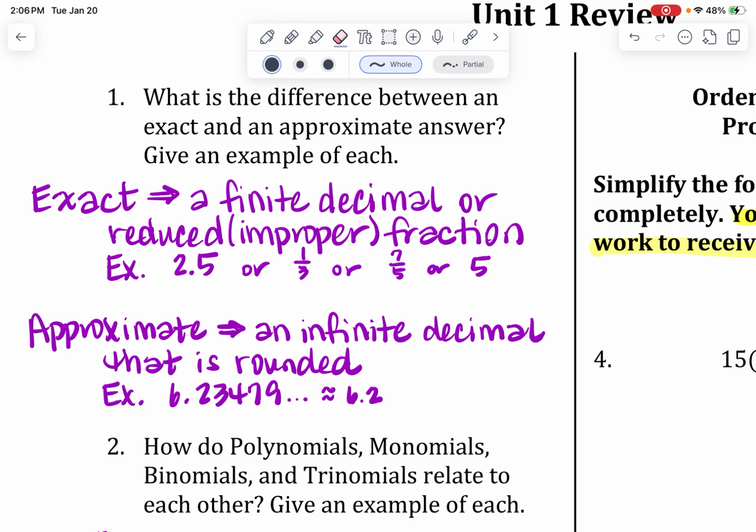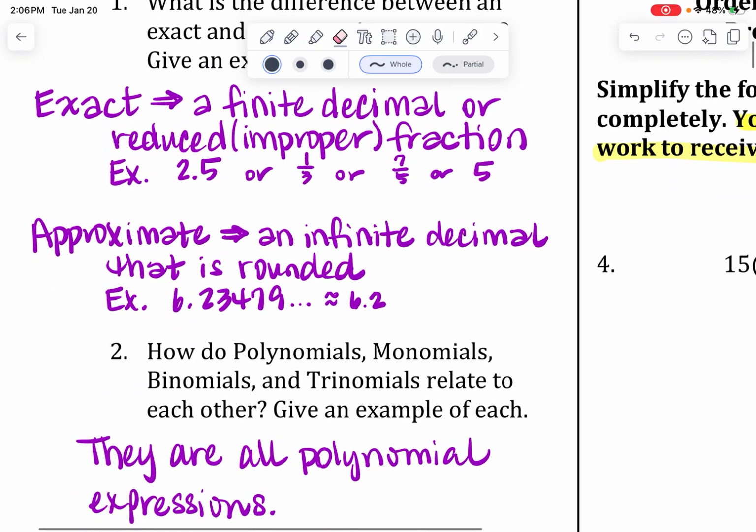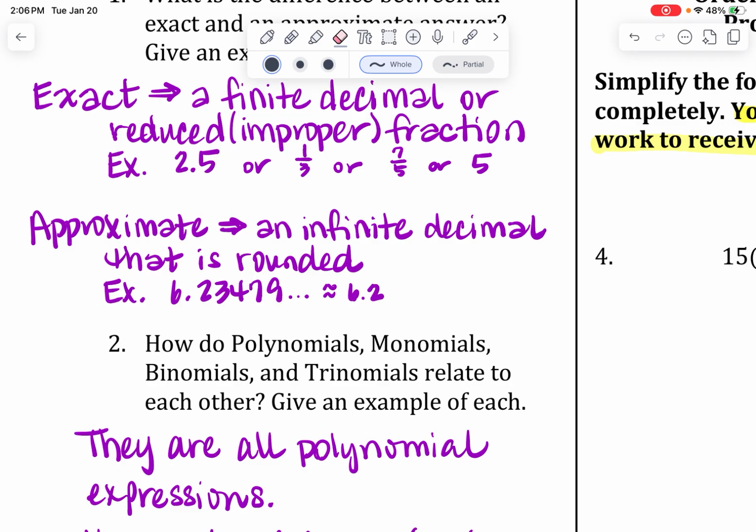For example, 1/3 would be an exact answer, but 0.3 repeating or 0.3 just rounding it off would not. So exact just means you can write it as a fraction or it's a finite decimal. Approximate means it's some sort of infinite decimal that you have rounded, like to the nearest tenths or hundreds or whatnot. Again, in this class, we never ever round unless a problem specifically asks us to do so, okay?